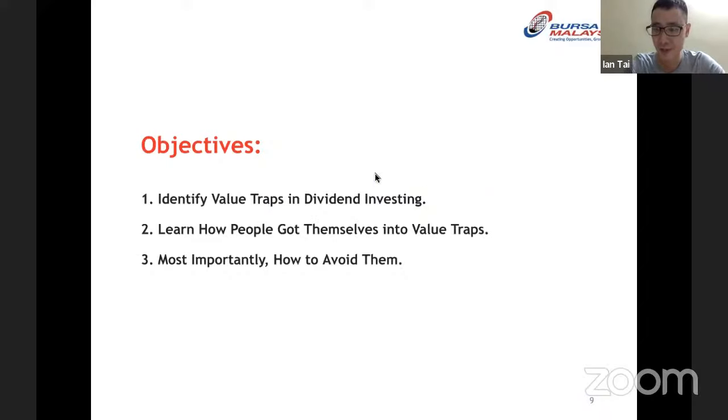Now, here are the objectives for this case study. The first one is to identify value traps in dividend investing. The second one is to learn and to assess how sincere investors got themselves into value traps. And finally, the third one, which is the ultimate objective of this workshop, is to know how you can avoid value traps when you invest in a dividend stock. These are all very important. So let's get into the case study.